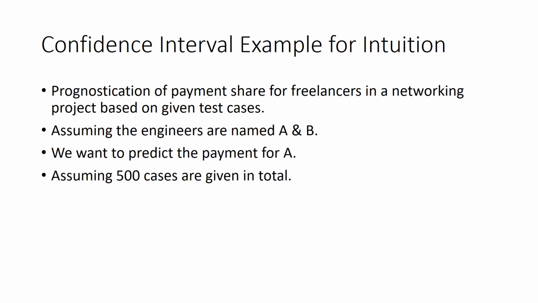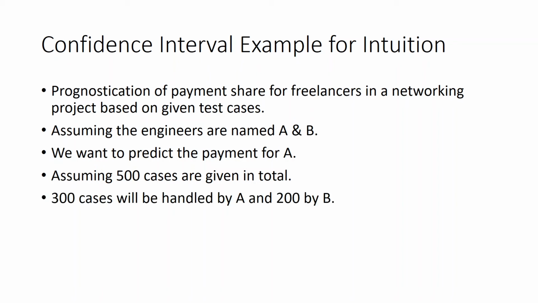So let us assume that there are 500 cases given in total. Engineers are supposed to fulfill all of those, there is no second thought about that. 300 cases will be handled by A and 200 by B. That is how they are distributed. Let's say A is more experienced in handling the test cases, so 300 have been allotted to him and B has been allotted 200.